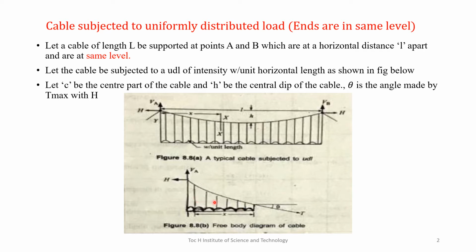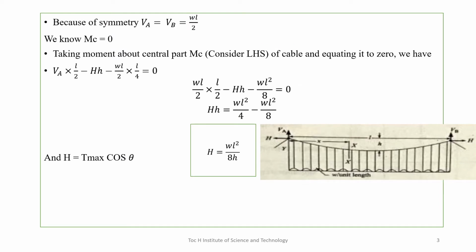Here you can see the central part, and this is the tension in the cable, and this is support A, which is acted upon by the reaction VA, and the horizontal thrust H is acting outwards, and the cable is subjected to a UDL of intensity w per meter, and consider it is acting for a length L. Okay, now because of the symmetry we can find VA equal to VB equal to wL by 2, since the load is a UDL.